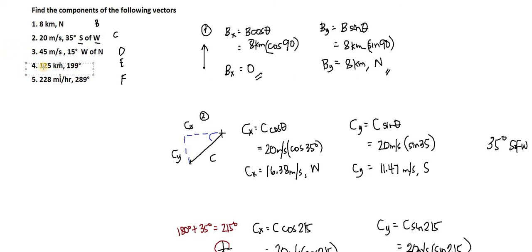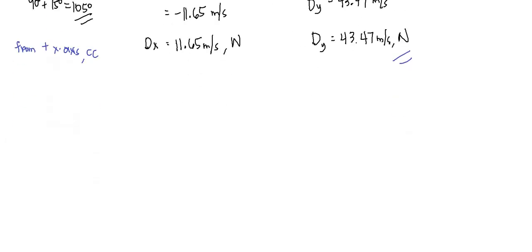Try natin si number 4. Ayan, yung number 4, yung parang ginagawa lang din natin dun sa isa pang method. Okay, for number 4, we have here 125, okay, meter per kilometer. So, illustrate natin siya. Okay, you have your Cartesian plane. 199 degrees. That's on the third quadrant kasi 180 degrees itong towards west. So, approximately, andito siya.